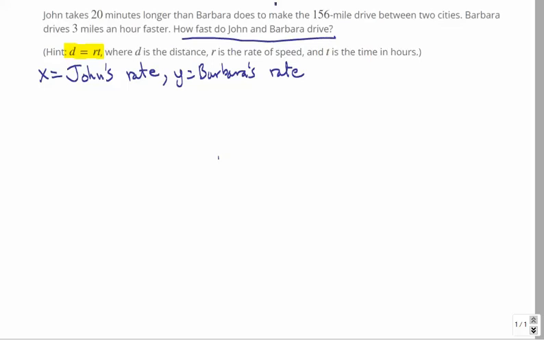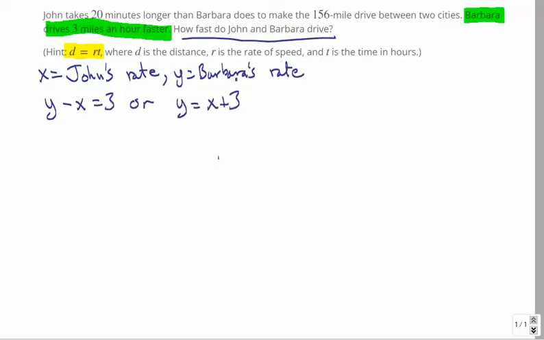The first one we can get from the fact that Barbara drives 3 miles an hour faster. All right, so that means Barbara's rate minus John's rate. If I take Barbara's rate and subtract John's rate, I get 3 miles per hour faster, right? Or another way you could say that is that Barbara's rate is John's rate plus 3. Either way, those equations are equivalent.